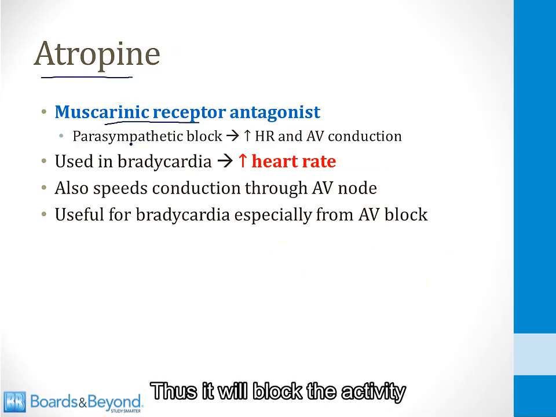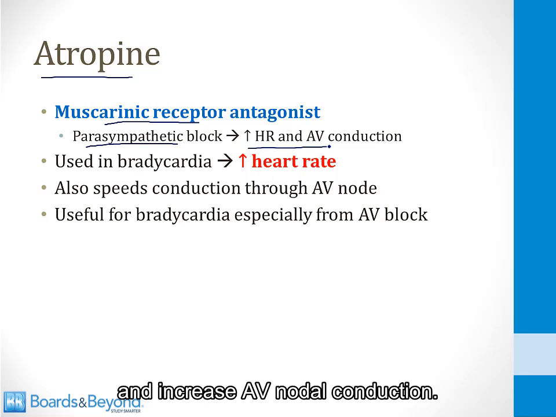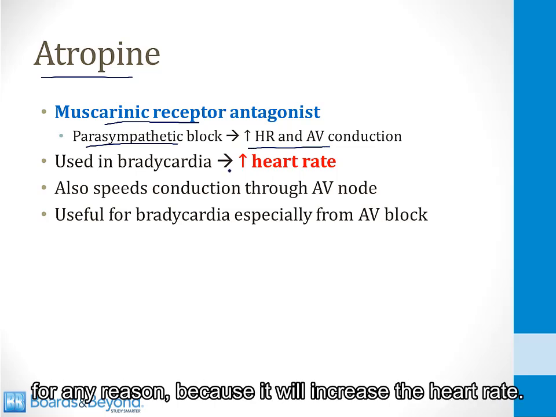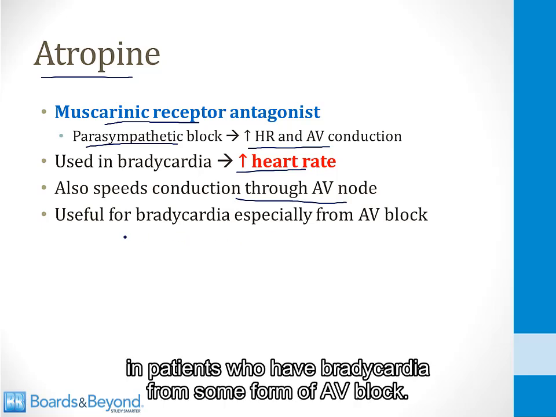Atropine can be used as an antiarrhythmic because of its properties as a muscarinic receptor antagonist. Thus, it will block the activity of the parasympathetic nervous system, and it will increase the heart rate and increase AV nodal conduction. This can be useful in patients who have bradycardia for any reason because it will increase the heart rate. It also speeds conduction through the AV node, and this makes it particularly useful in patients who have bradycardia from some form of AV block.